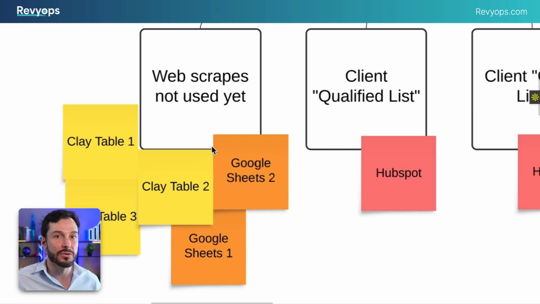So they're in Clay tables, they're in Google Sheets, spread around. If you're doing an agency model, you might have multiple clients that have this going on. If you're doing it for yourself, you have this just for yourself, but it compounds with more clients.